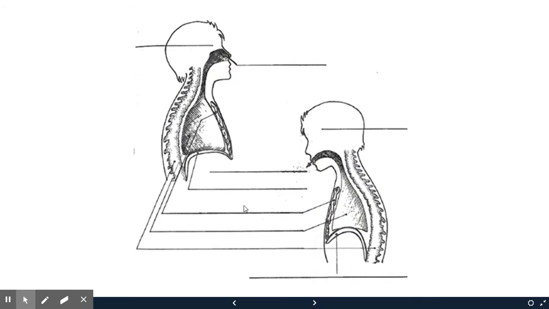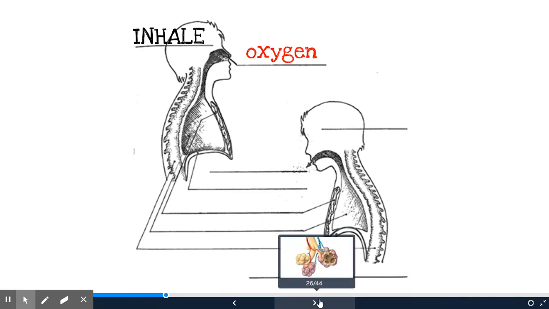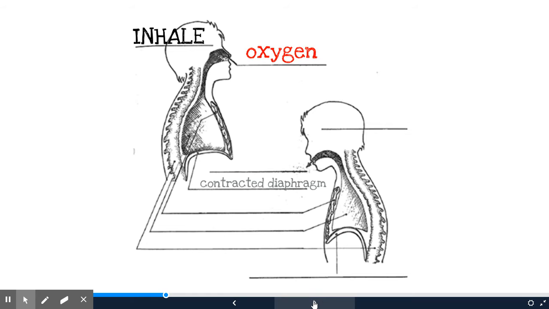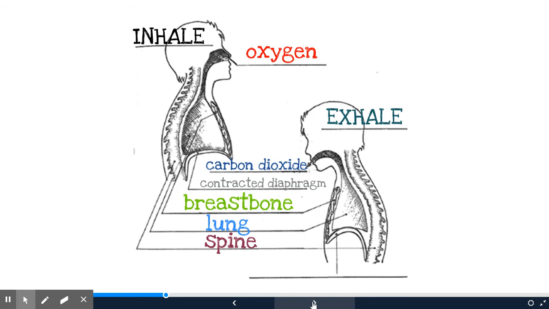So we're just going to fill in this diagram. So we've got when we inhale, we take in oxygen. That means our diaphragm is contracted, our breastbone, lungs, spine. And then we exhale carbon dioxide, and our diaphragm is relaxed.